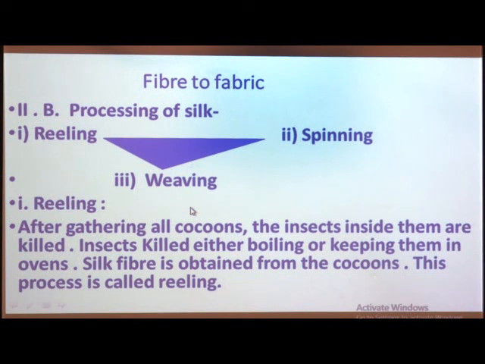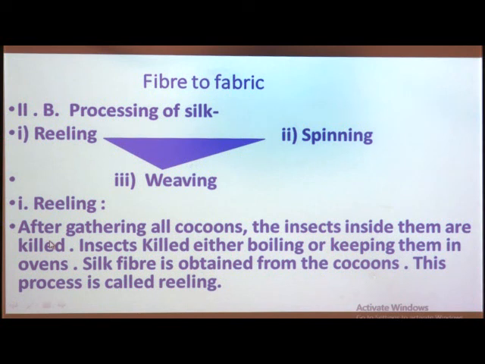First one is reeling. After gathering all cocoons, the insects inside them are killed. So what happens in the third stage of the life cycle of the silk moth? There is a pupa stage, which is in a cocoon. So we have to collect these cocoons, and after gathering them, the insects inside them are killed. We are going to kill these insects inside the cocoon only. So how are we going to kill them?